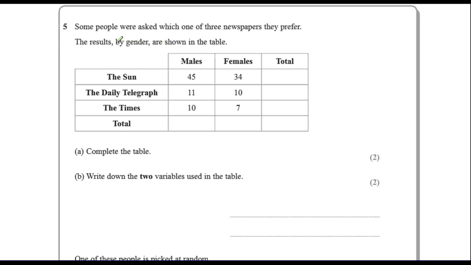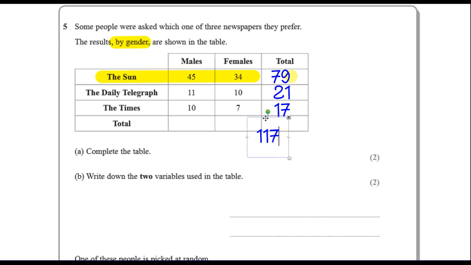And the results are given by gender. Complete the table. Well, that's not too difficult. With totals, that just means add up. So add up the first row, which will give you the total here. So 45 plus 34 is going to give you 79. Next one, 11 plus 10, 21. 10 plus 7, 17. And now the total down at the bottom would be the sum of these 3 numbers. So 79 plus 21 plus 17, 117.